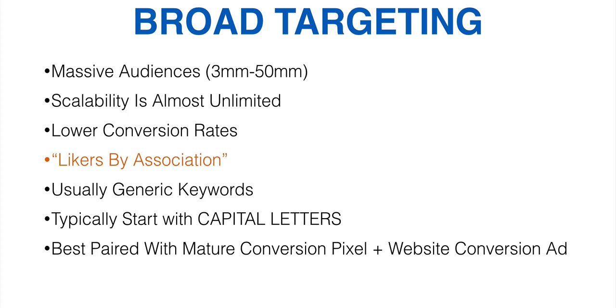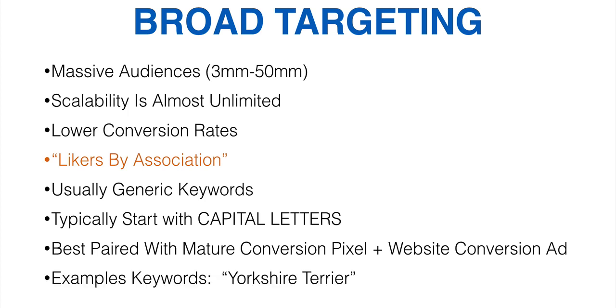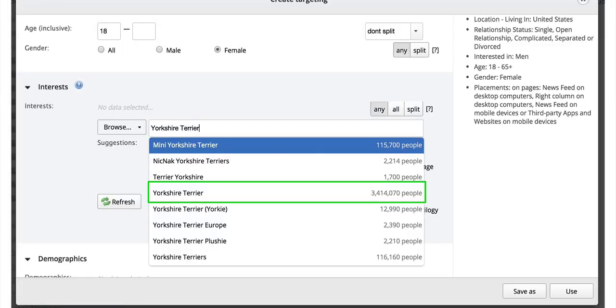Now, an example of a broad targeted keyword would be Yorkshire Terrier, okay? So here we are in Facebook. This is just a quick little screenshot. And you can see here we've typed in Yorkshire Terrier. Facebook brings up a couple of keywords: mini Yorkshire Terrier, knick-knack Yorkshire Terriers, Terrier Yorkshire, Yorkshire Terrier Europe, and Yorkshire Terriers. But you'll notice just the generic term for a Yorkie, Yorkshire Terrier, has 3.4 million people associated with it.